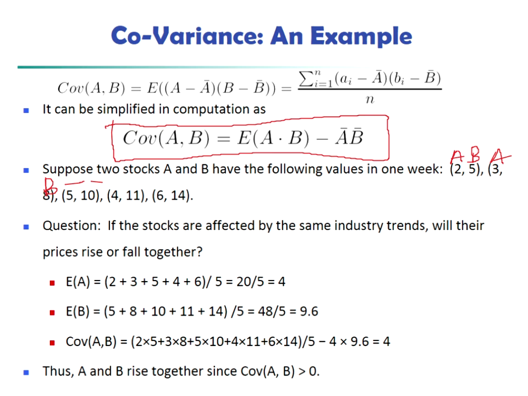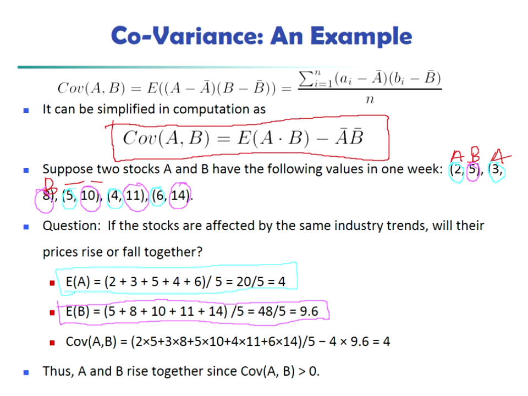So let's begin with the mean of A. The mean of A is calculated based on the values of A. We have here 2 plus 3 plus 5 plus 4 plus 6 divided by 5. It's clear why the mean of A equals 4? Okay. After that, we will also calculate in the same way the mean of B. 5 plus 8 plus 10 plus 11 plus 14 divided by 5. We will obtain 9.6.